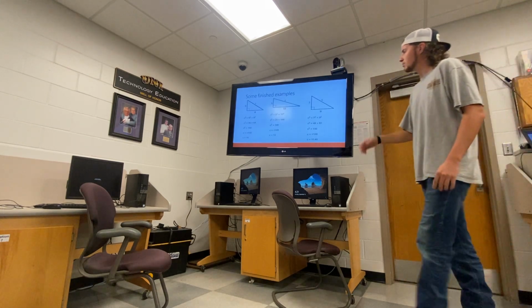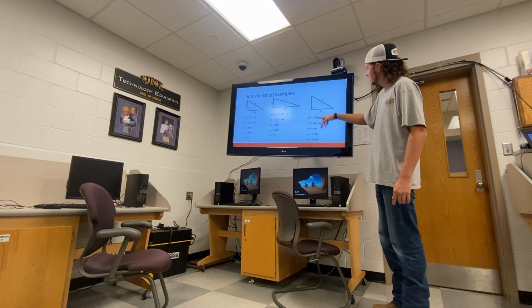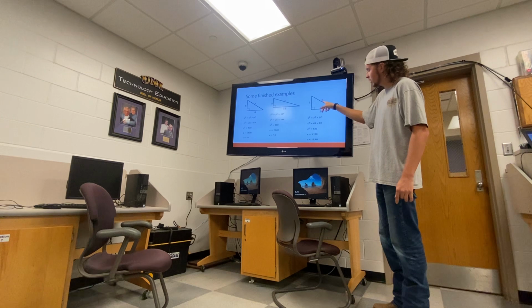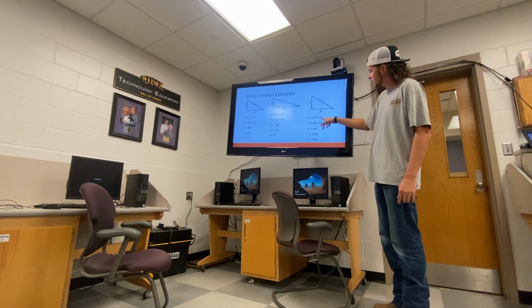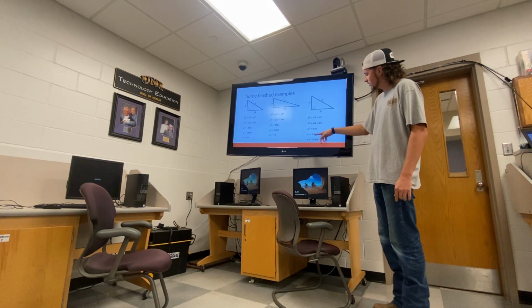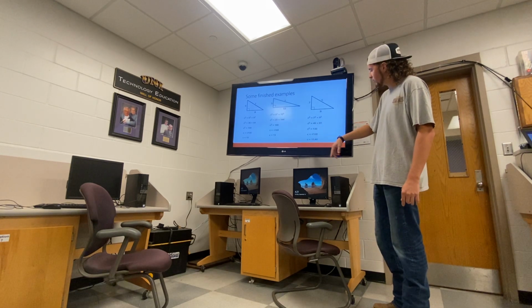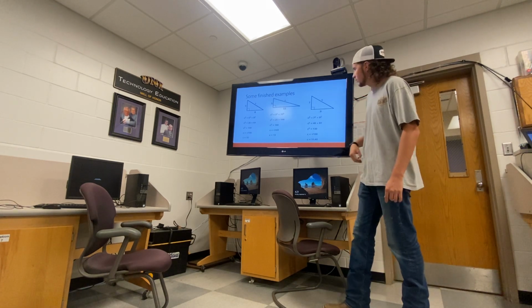These are some already done examples. I'll just run through them here. Side A, side B, side C, triangle. So we're looking for side C. So that means we'll get a squared plus b squared, 7 squared plus 9 squared, 49 plus 81 equals 130. And the square root of 130 is 11.40. So that means side C here will be 11.40.